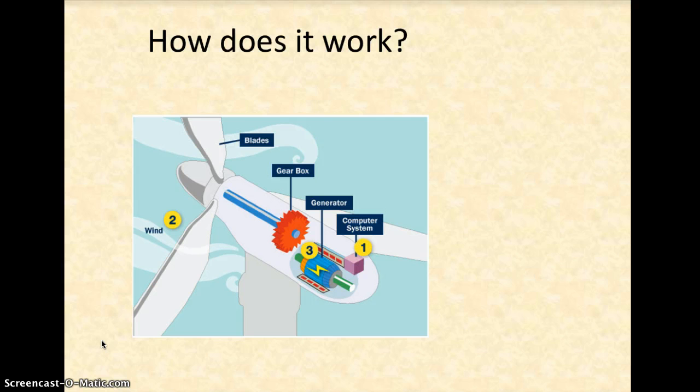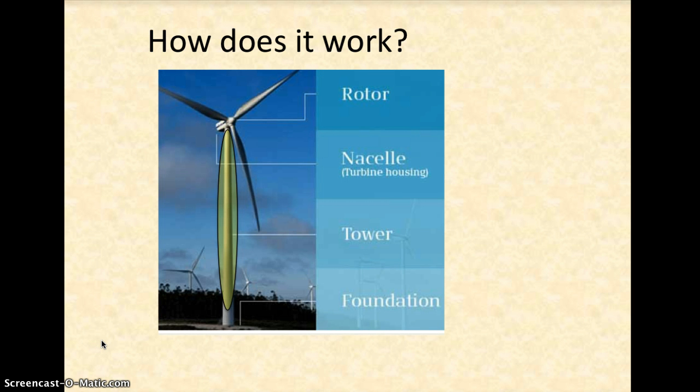Depending on the size of the wind turbines, there may be a gearbox between the rotor and generator. This is to help the generator to spin fast enough to make electricity for the grid. The other two parts of the turbine are the tower, which can be as tall as 20-story buildings, and the foundation, that is the base of the turbine.